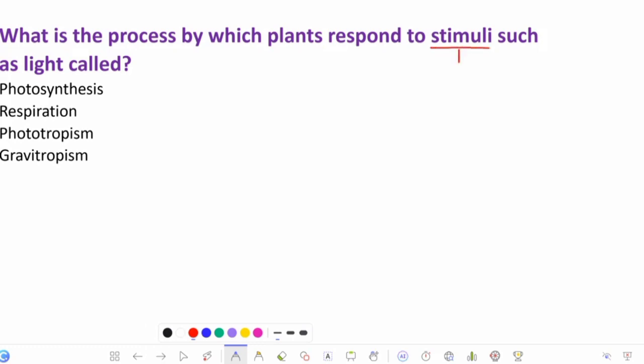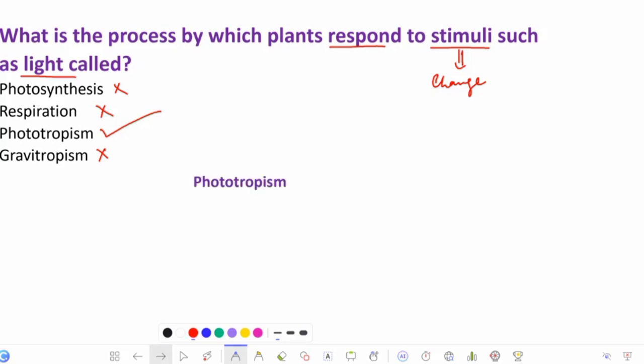Next one, what is the process by which plants respond to stimuli such as light called? Stimuli means any change in the external or internal environment, and response is the reply, the approach to that stimuli, whether plants are moving towards the stimuli or away from it. The answer is not respiration, not photosynthesis, not gravitropism. The correct option is phototropism, because plants respond to the external stimulus light. So the response of plants to stimuli such as light is called phototropism.